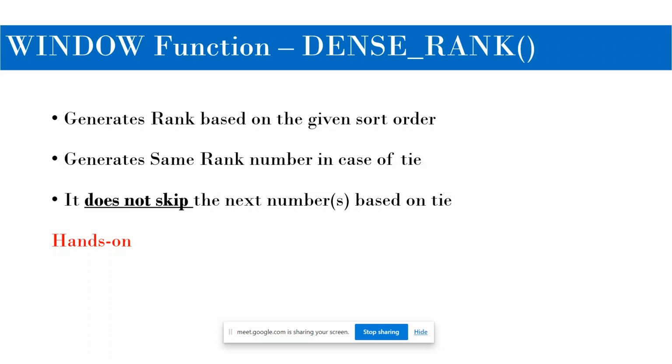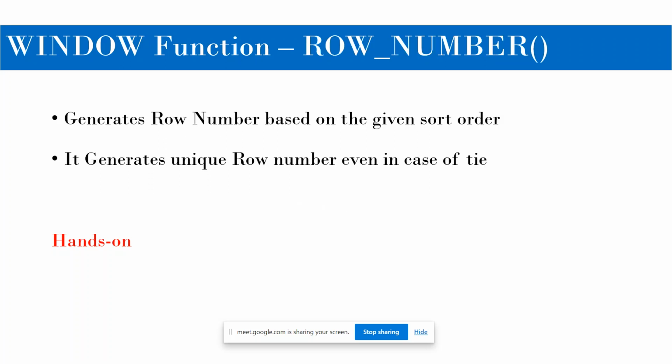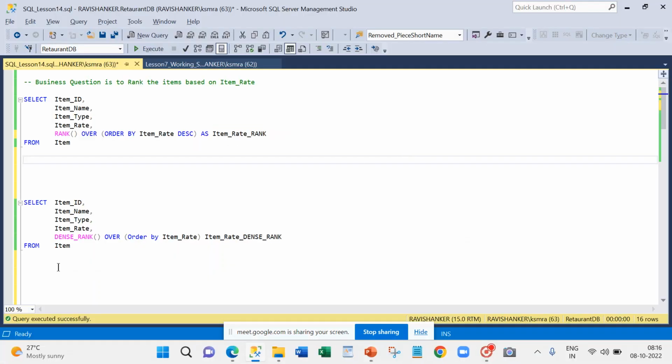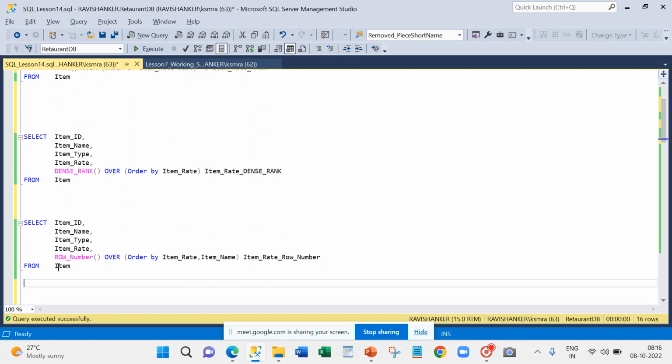Okay. And then we are going to move on to the third function, which is called row number. So row number is not a rank because it doesn't rank. It generates a sequence number. We can say it generates a unique row number, even in case of a tie. Even in case of a tie, it generates a unique row number. Let's see that. Okay, so now I'm going to show you a row number.